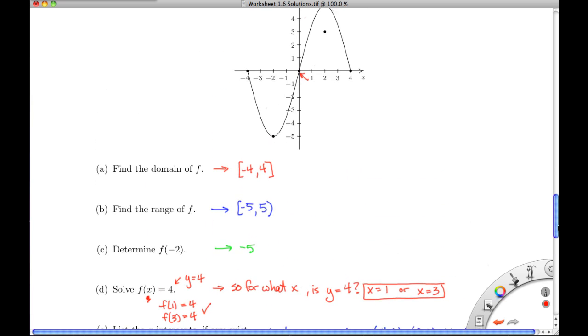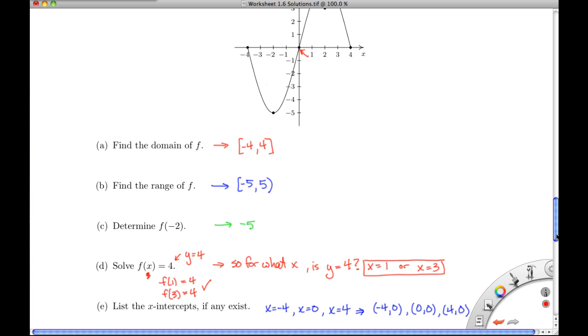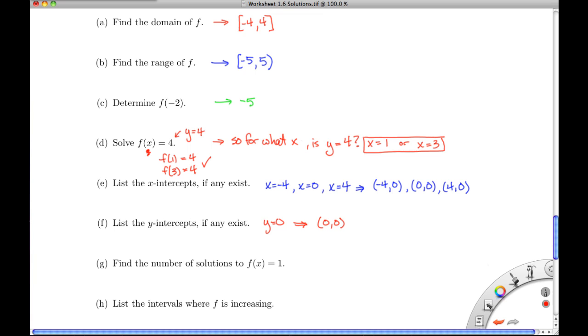Note that functions are never going to have more than one y-intercept. If they did, then it would fail the vertical line test, so we would never run into that situation. Sometimes there isn't a y-intercept, but for functions, there's never going to be more than one.